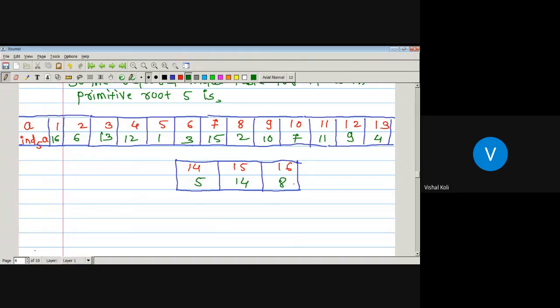जर कुणाला डाऊट असतील तर विचारा, मी थांबू.